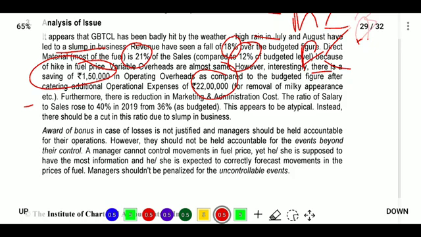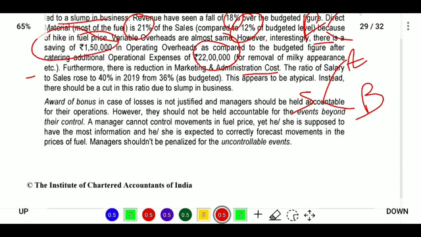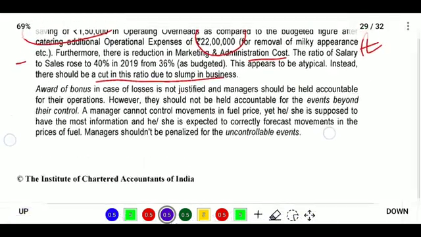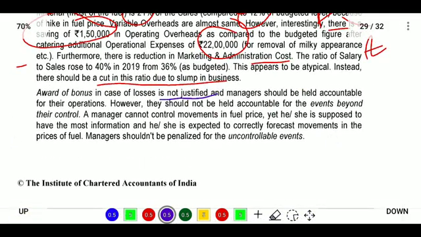Furthermore there is a reduction in marketing expenditure. Next, the ratio of salaries. We will see the salaries ratio, what is their actual and what is their budget. Next, it appears typical. Instead, there should be a cut in their ratio due to the slump in business. Here we will say that the award of bonus in case of loss is not justified. The manager should be held accountable for their operation.